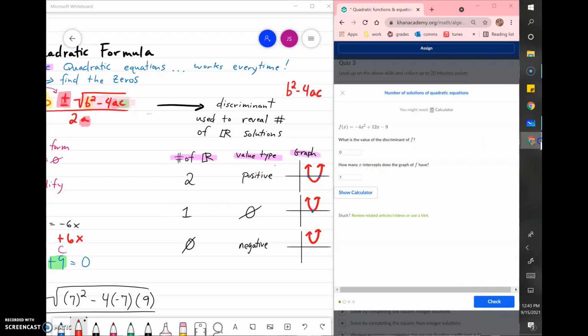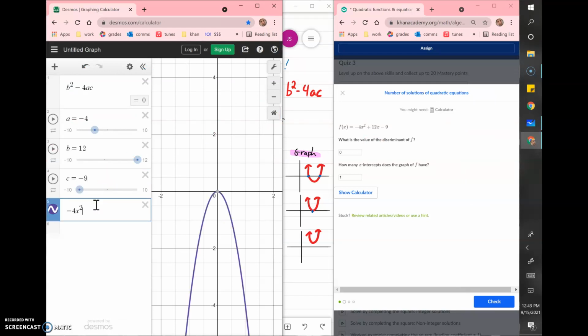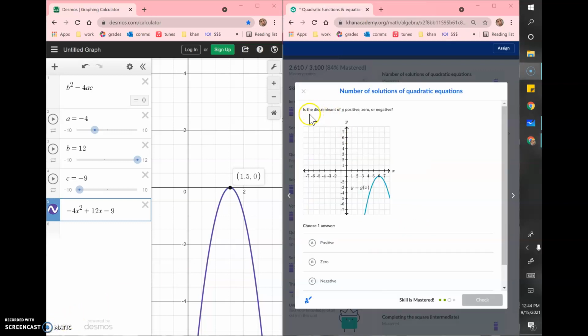Now, if that part's confusing for you, then you could just graph the quadratic, -4x squared plus 12x minus 9, and then you could just look to see how many times it crosses the x. Oh, it's crossing the x 1 time, and that would be how you get the number in the second box. Let's do one more example today. This one's kind of easy, so we'll just go through this one quickly.